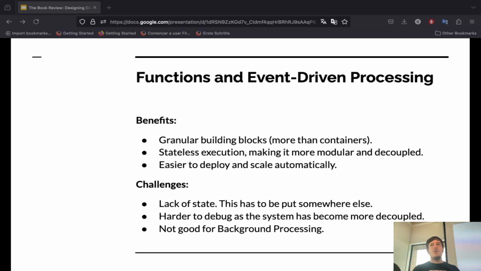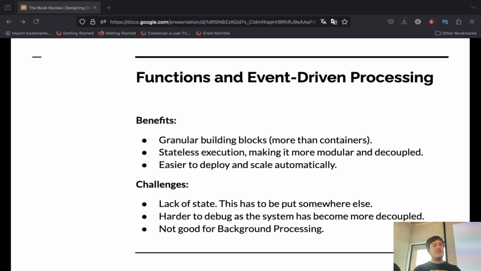So it's harder to debug. Yeah, we can maybe connect it to Fluent or to some log aggregator, but still, it's harder to debug. Let's say we cannot attach a debugger if we would want to do it. And obviously, it's not good for background processing.